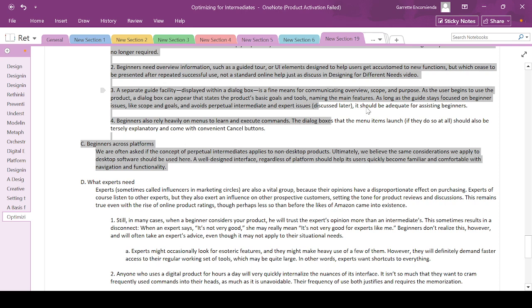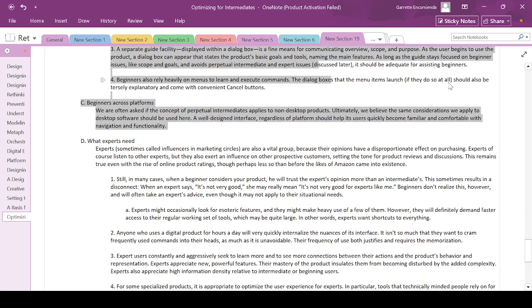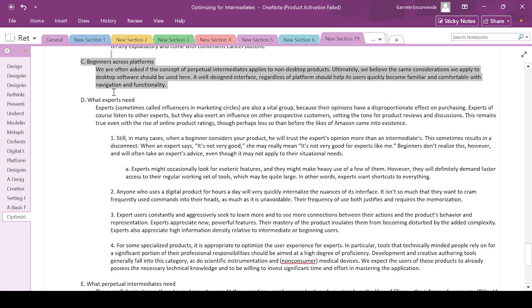Naming the main features. As long as the guide stays focused on beginner issues like scope and goals and avoids perpetual intermediate and expert issues described later, it should be adequate for assisting beginners. Beginners also rely heavily on menus to learn and execute commands. So the dialog boxes that the menu items launch, if they do so at all, should also be thoroughly explanatory and come with a convenient cancel button.